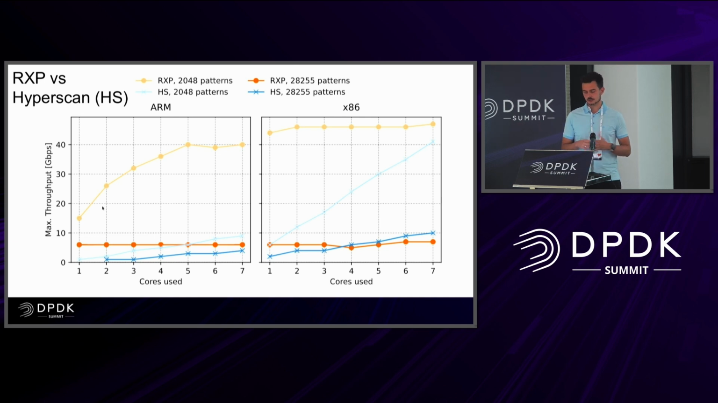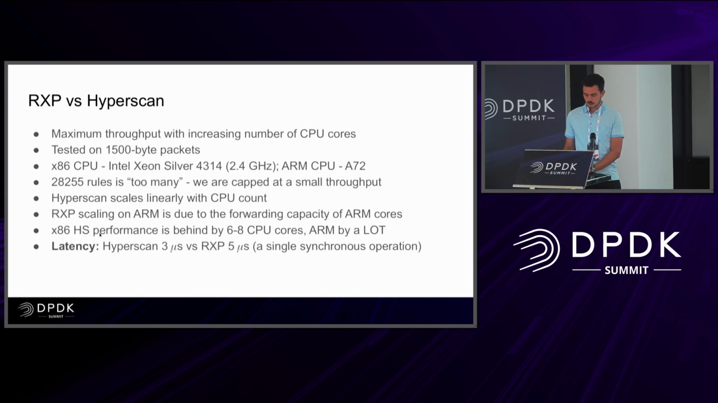Here it kind of copies the information, especially with the high number of patterns. If you overload the engine, then it's kind of stuck at the maximum throughput, let's say 5 to 10 gigabits. So it's definitely not recommended to use too many patterns. Here I have some notes just to make sure I don't forget anything.